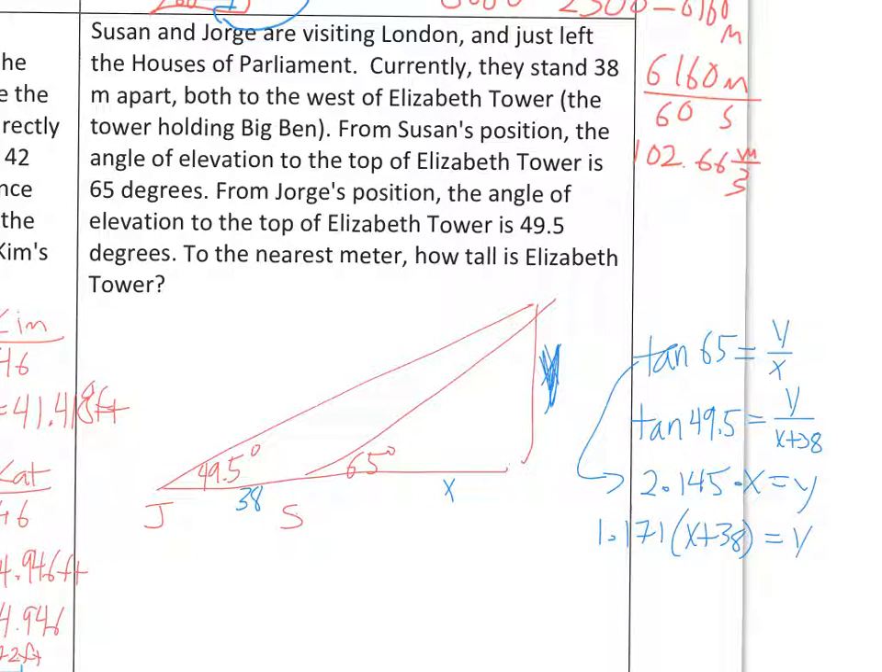Hey, I could set these equal to each other, and we'd get 2.145x is equal to 1.171x plus, and then we've got 38 times 1.171, 44.498. If I subtract the x's to the same side, 2.145 minus 1.171, we get 0.974. x is equal to 44.498.